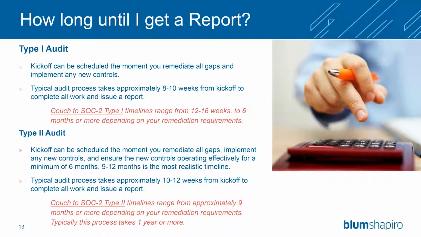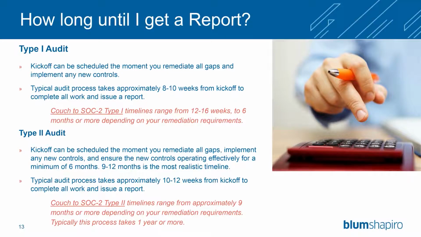How long until I get an audit report? Well, this is the couch to SOC 2 concept, depends on a lot of things. Your readiness, the types of gaps, and ultimately the length of the audit. So a Type 1 audit, we can start the audit as soon as you remediate the last gap and have your system described. So the time frames are typically 8 to 12 weeks for the audit report, plus the original time to do the readiness and remediate gaps. A realistic picture is probably somewhere between 12 to 16 weeks from the first time we do the readiness assessment to 6 months or more, depending on how long it takes you to remediate gaps.